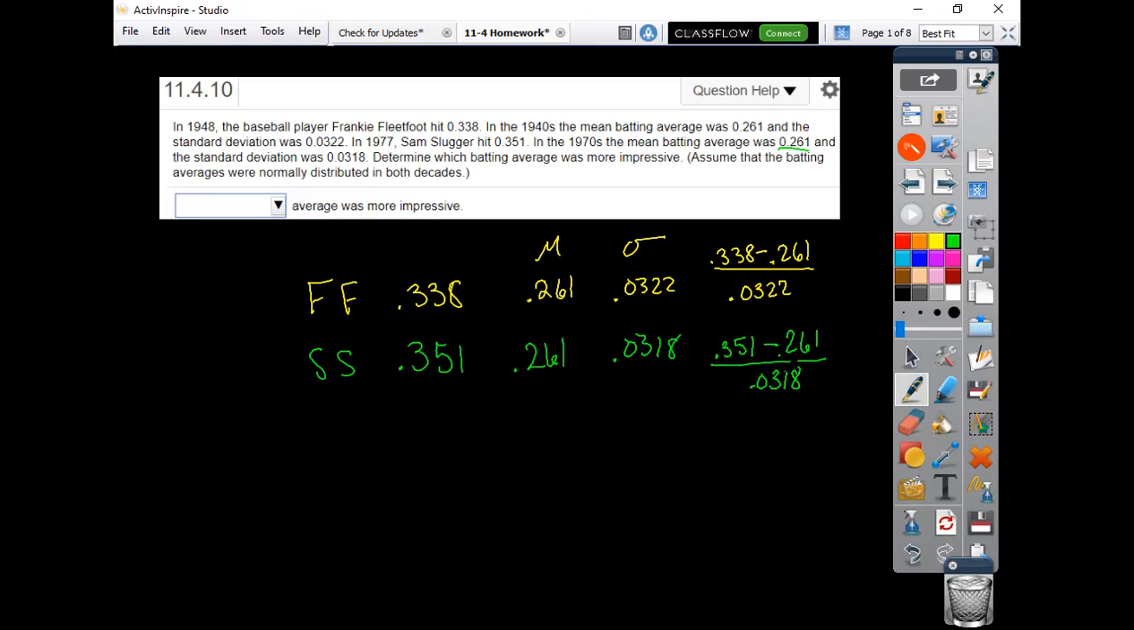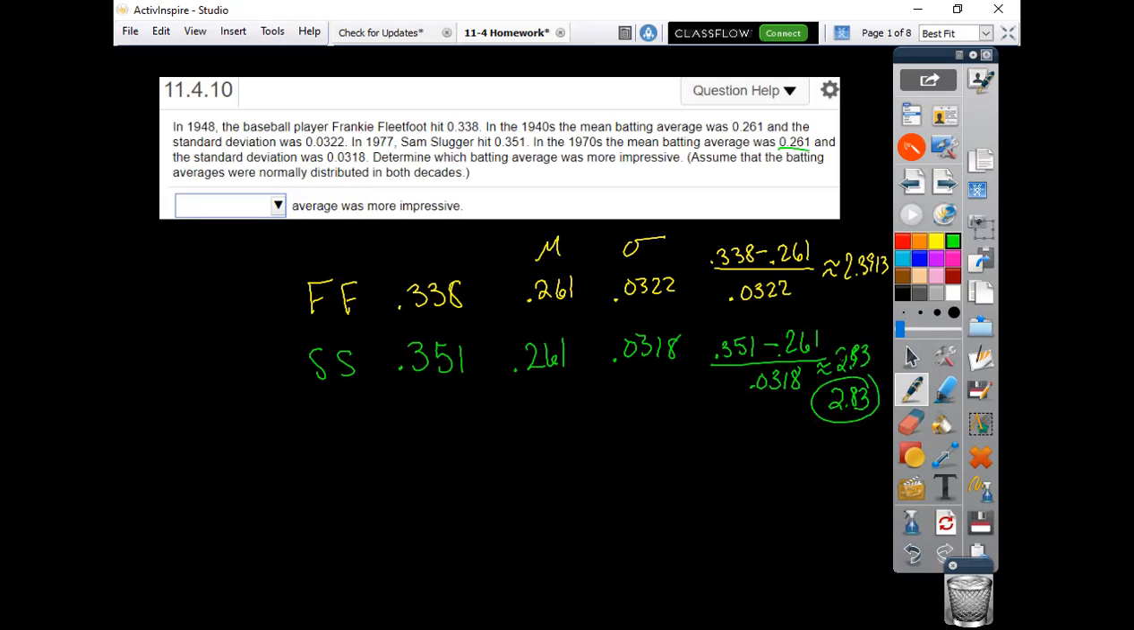And we'll see that 0.338 minus 0.261, enter to get that answer, and divided by 0.0322, that's 2.3913. And then let's do Sam Slugger's 0.351 minus 0.261, enter to get that, divided by the 0.0318, and that one is 2.83.